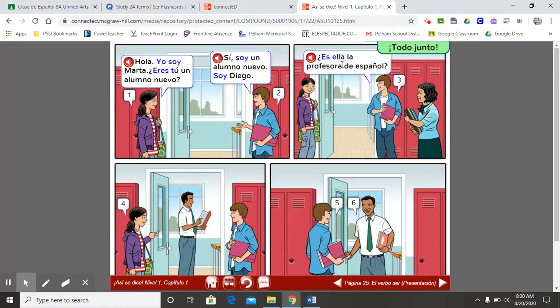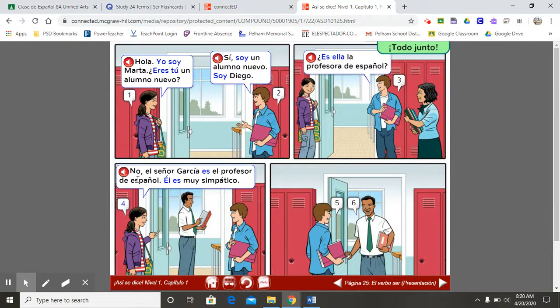And he says, is she the Spanish teacher? Is she the Spanish teacher? So is she the Spanish teacher? Kind of looks like a teacher. Notice here again, because they're asking a question, it's going to be, is she, not she is, all right? And let's see what she responds.